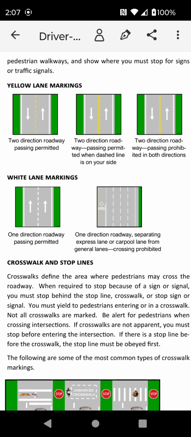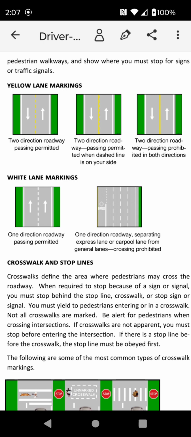Now, the middle one is a bit different, right? You can pass, but only on one side. So, it's got two-direction roadway, passing permitted when dashed line is on your side. So, if you're going upward on that diagram, you can put your left blinker on. Make sure, obviously, that there's no oncoming traffic from the other direction. And you put your left blinker on, ease in, move forward, go around, put your right blinker on, and ease back in. You're good there.